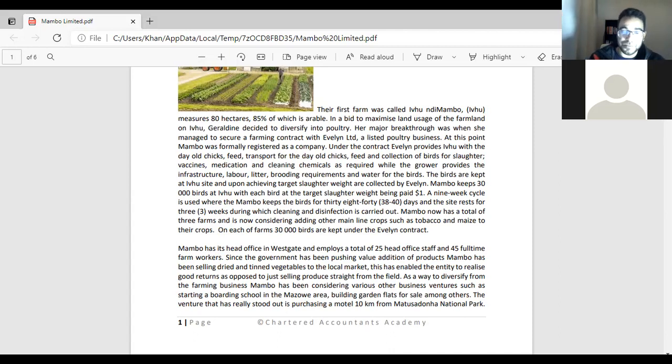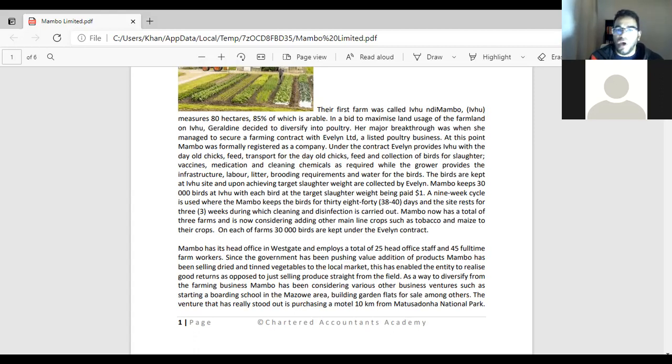Okay, so you may just now take some notes. You can understand that there's quite a bit happening in this paragraph. Not the best worded, but okay. So number one, they have a crop that is measuring 80 hectares.